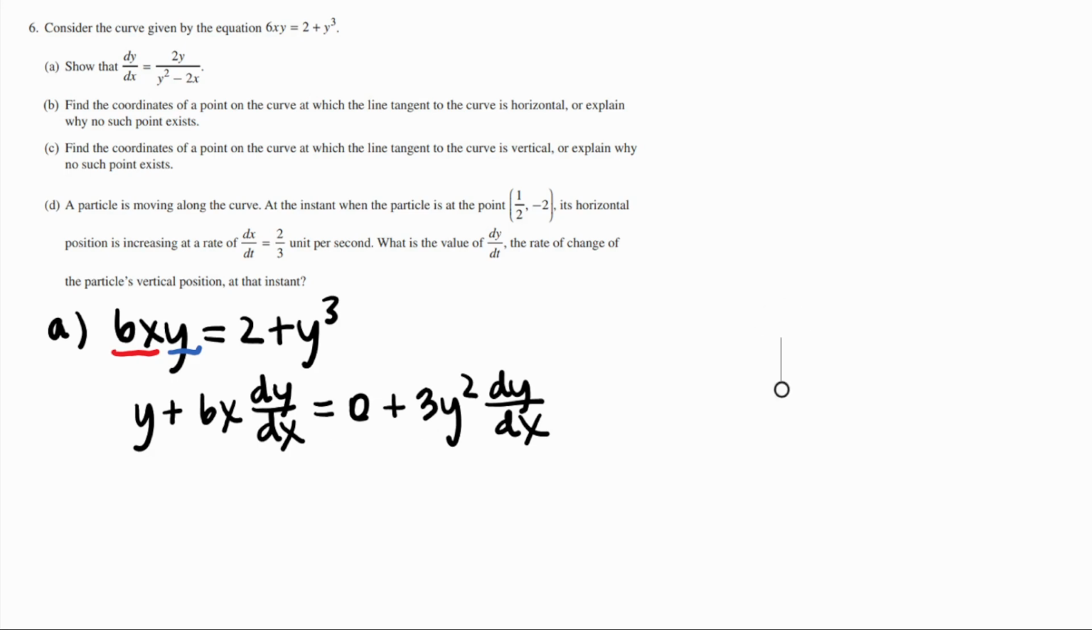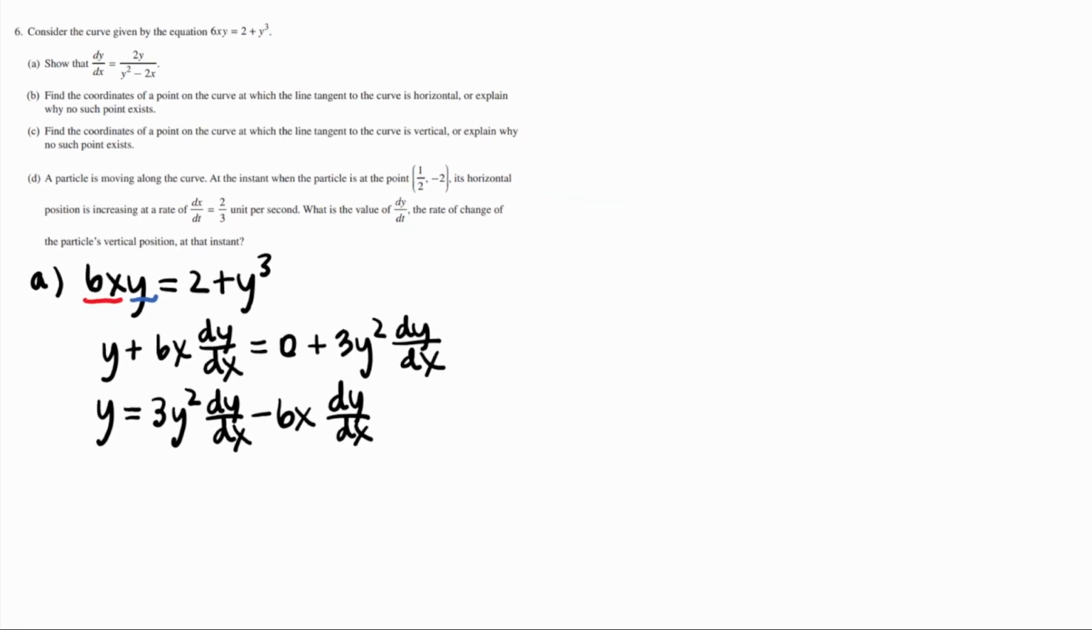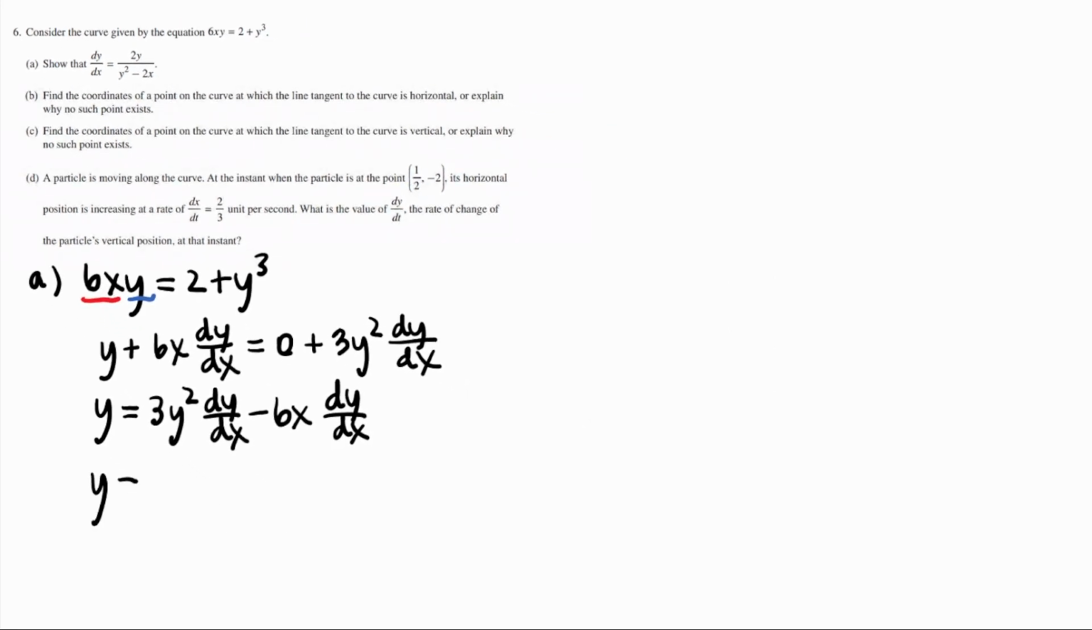Now all I've got to do is collect everything with the dy/dx to one side of the equation and get rid of everything else. So I'm going to say 6y equals 3y squared dy/dx minus 6x dy/dx, factor out the dy/dx, divide away the rest of the stuff, and then I'll have shown what needed to be shown.